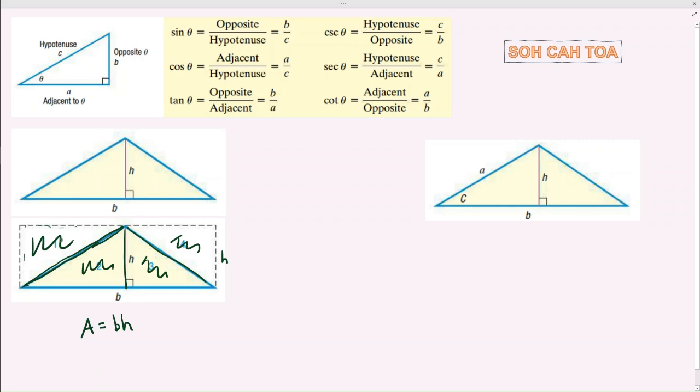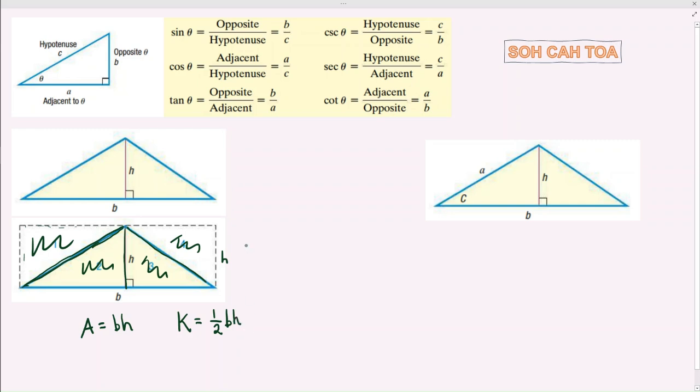So base times height. So if I want just the area of the triangle, I just have to take half off, because both of these sides are equal, and I can write that I want to call it K. So the area for the triangle is equal to 1/2 the base times the height.